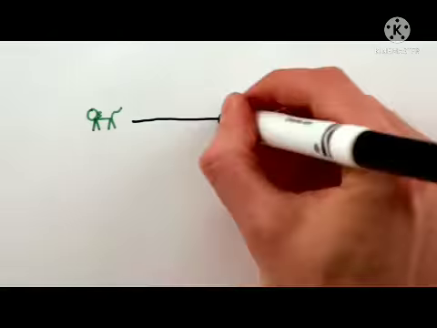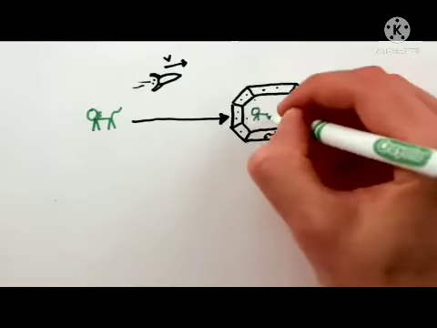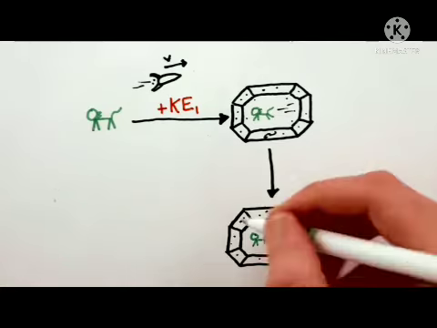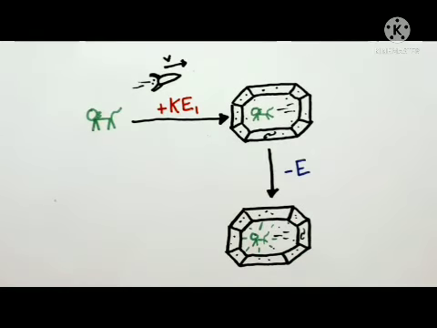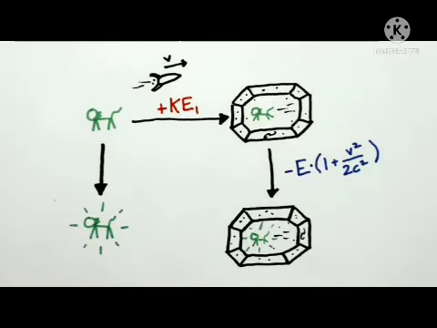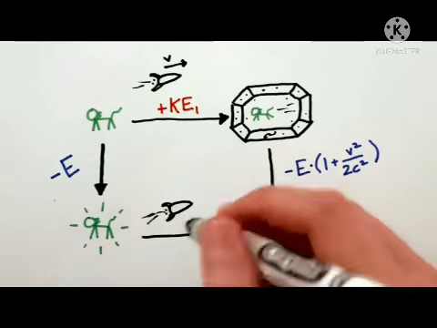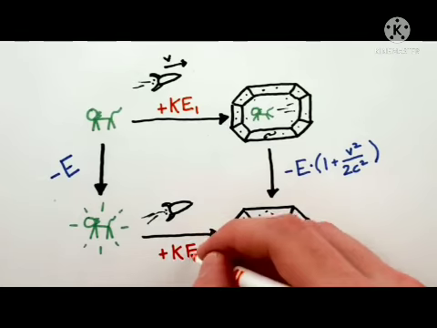So to recap, if you take off at velocity v, you'll see the cat gain some kinetic energy KE1, then at the flash, you'll see the cat's energy decrease by E times 1 plus v squared over 2c squared. On the other hand, if you wait, you'll see the cat's energy decrease by E, and now when you take off, you'll see it gain kinetic energy KE2.